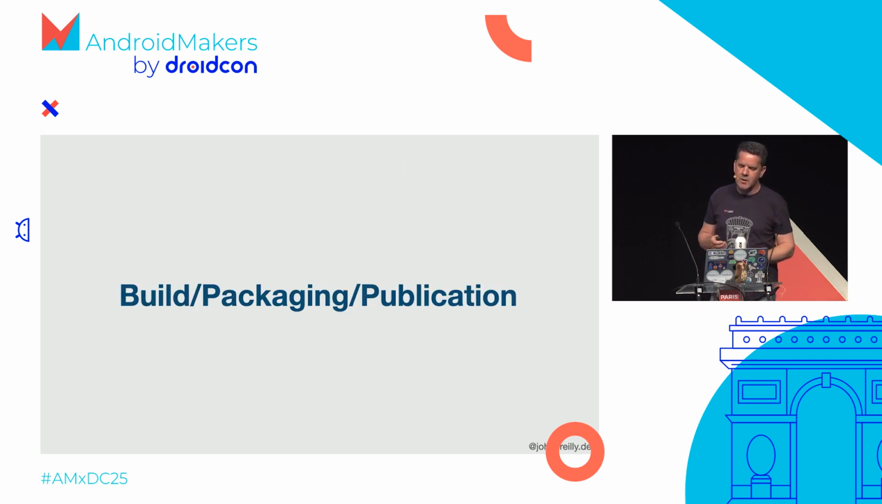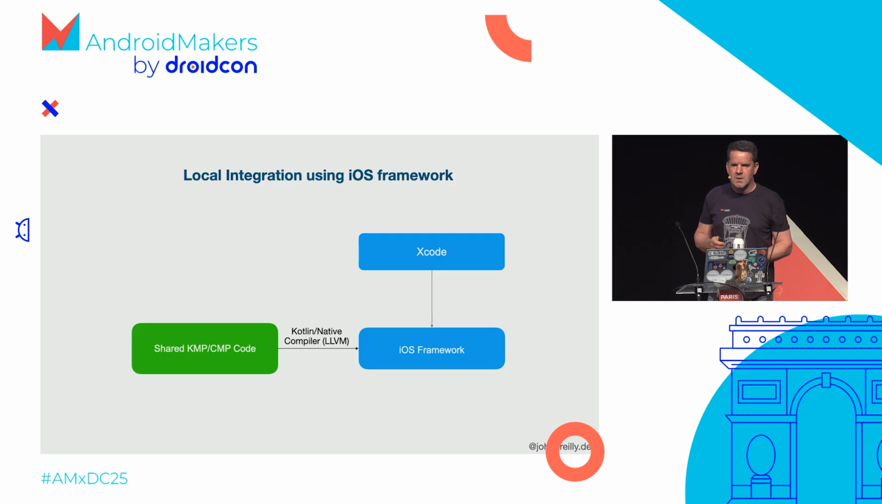In this last section, we're going to cover some topics around the building, packaging, and publication of iOS apps built using KMP and CMP. So there's typically two main approaches used for the building and consumption of KMP shared code. The first one here is usually based on a single repository containing both the shared and the client code. In this case, we build the iOS framework directly and consume it within the Xcode project.